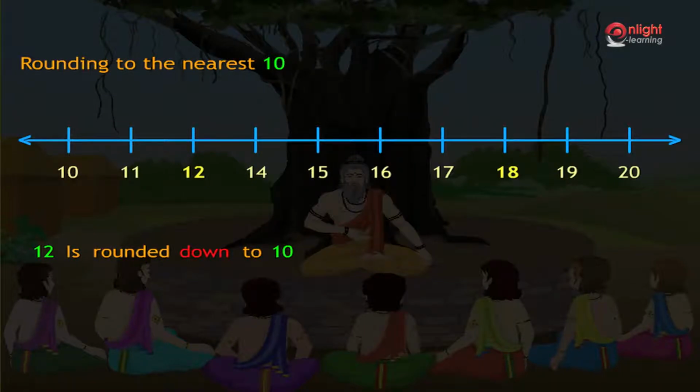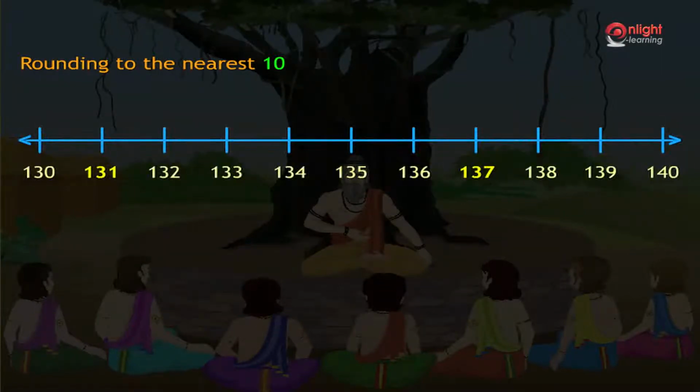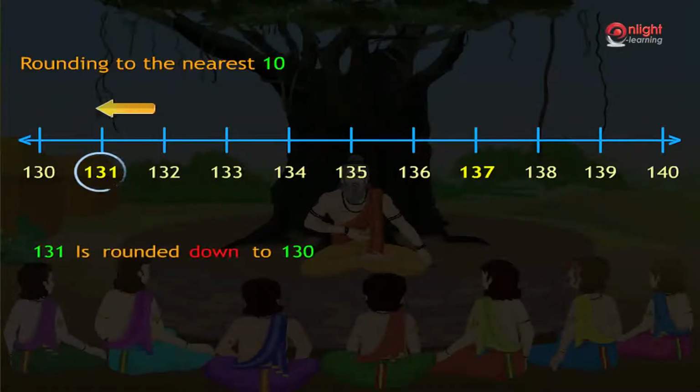Now, if we choose 18, it is closer to 20 than it is from 10. So 18 is rounded off to 20, while considering the nearest 10. Now, on a number line between 130 to 140, let us mark the numbers 131 and 137. We notice that 131 is closer to 130 than 140. So 131 is rounded off to 130 while considering the nearest 10.